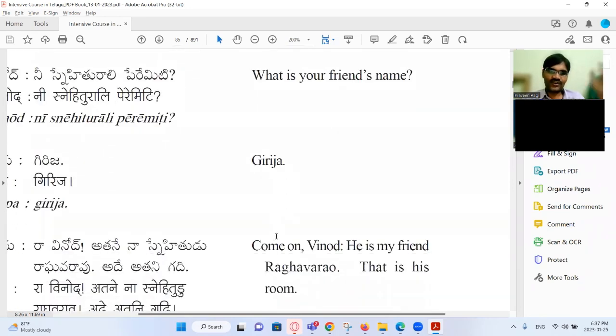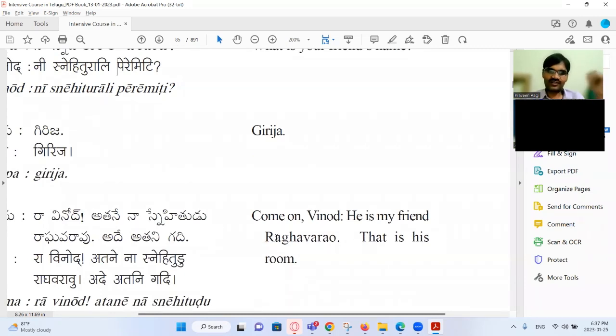Next, Girija. Ra, Vinod. Come on, Vinod. So, come on means like calling them. Ra. Atane na snehitudu Raghavarao. He is my friend Raghavarao. As I mentioned before, while showing a person, there are maybe three people. So we can show atane. Then if I say atadu, it doesn't sound good. So we are emphasizing not this person, not that person. Atane na snehitudu Raghavarao. My friend. That is his room. Again, while showing by hand, that is his room. Maybe there are two rooms, so he is emphasizing. That is ade, ade, ade atanigali. So, this emphasizing is more common in spoken language, like ade, atane, itane, like that.